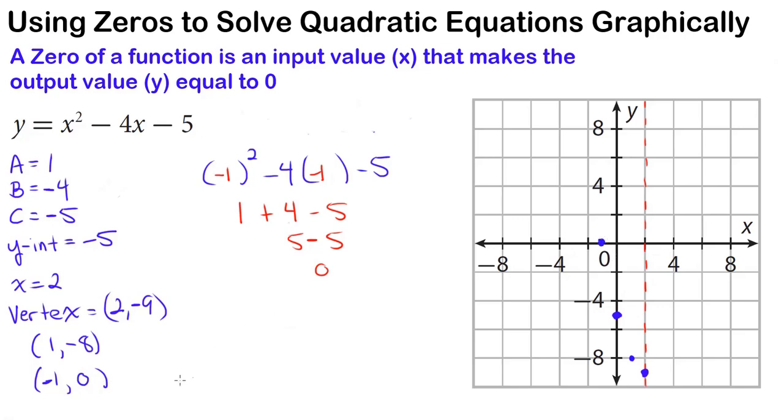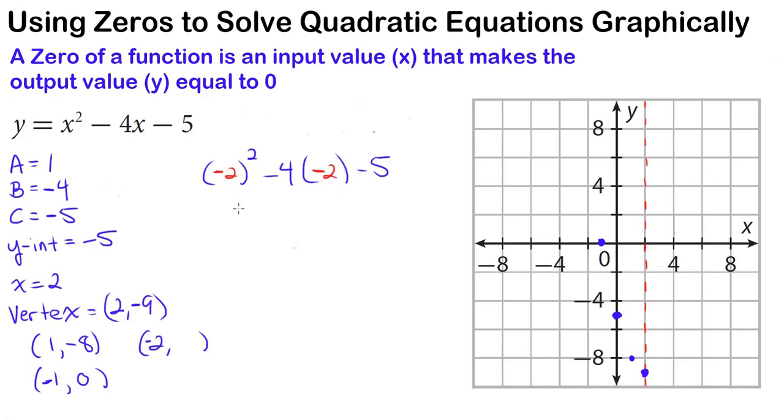And let's go ahead and do one more point. So what if we go with negative 2? So if x is negative 2, what's y? So let's go ahead and erase this. And we're going to go ahead and plug negative 2 in here.